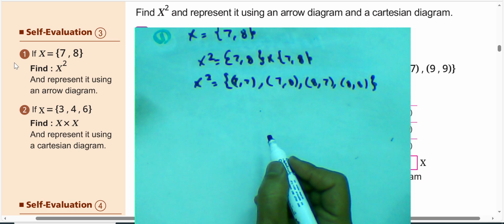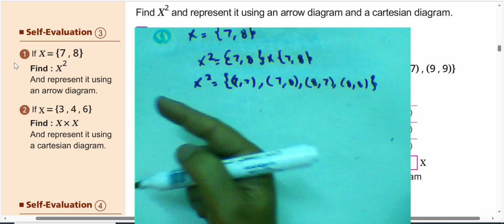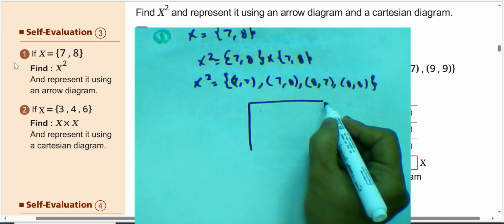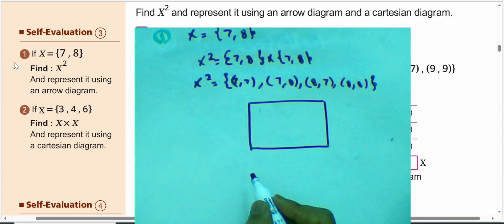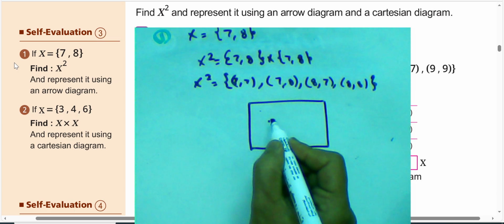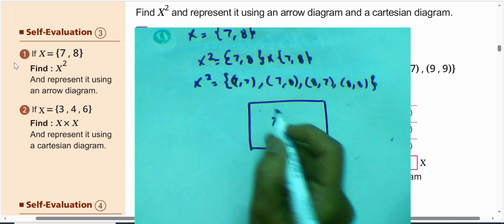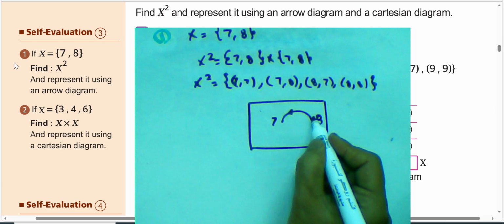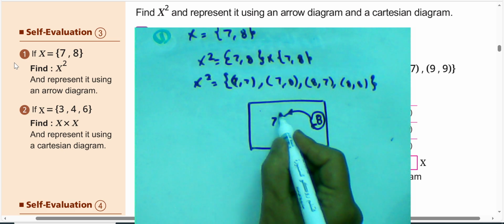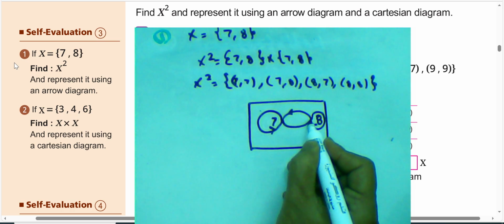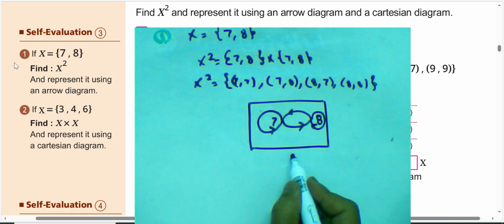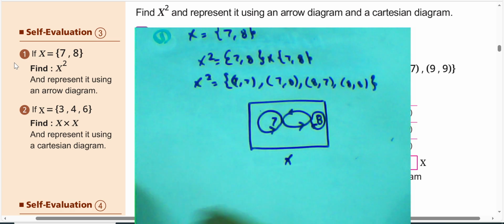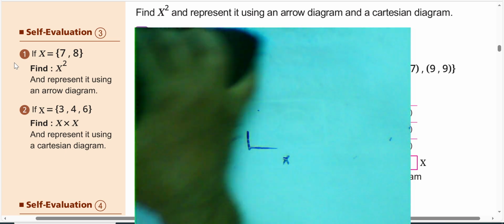Okay, that's X². Then represent it as an arrow diagram. I will draw a rectangle like this and write inside 7 and 8. Draw from 8 to 7 and 8 to itself, and also 7 to itself and 7 to 8. This is question number 1. Question number 2.